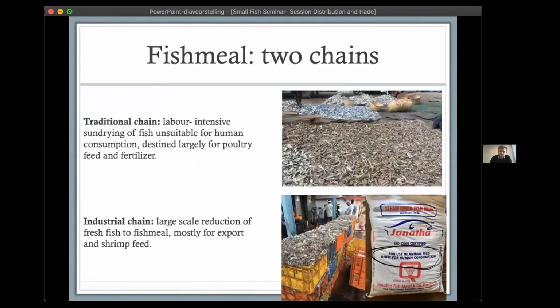Before we move on with quantifying the amount of fish meal that we've seen in India, I think it's important to make a clear distinction between two different fish meal chains. One is a more traditional chain. That's this kind of labor-intensive sun drying of fish that is unsuitable for human consumption, which is largely destined for poultry feed and fertilizer. This is quite visible in most fish landing sites throughout India. But then there is a separate fish meal chain, what I would call the industrial chain, that is really the large scale reduction of fresh fish to fish meal in an industrial way, mostly for export and for shrimp feed. And it's the second chain that the remainder of this presentation is going to be about.